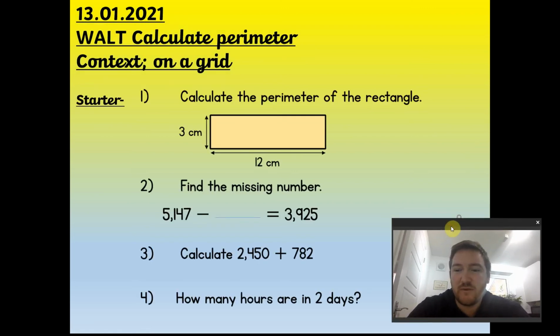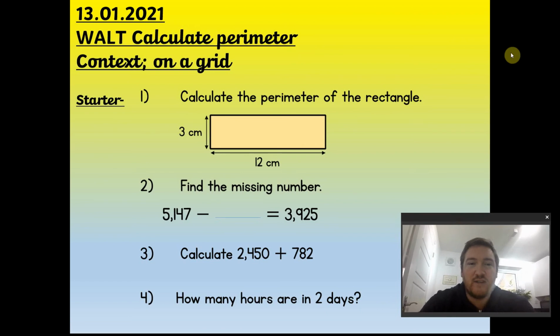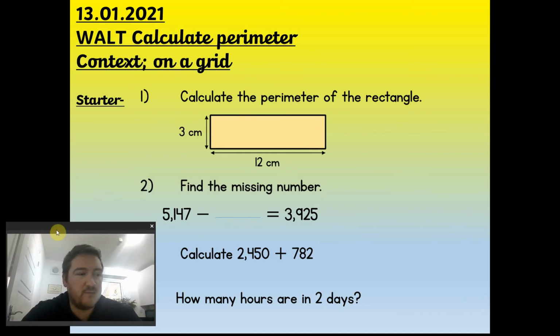Okay, so our starters for today, guys, just a quick recap. Calculate the perimeter of the rectangle. Find the missing number: 5,147 take away something equals 3,925. Calculate 2,450 and 782. How many hours are in 2 days? So if you want to pause the video and have a quick go at those.